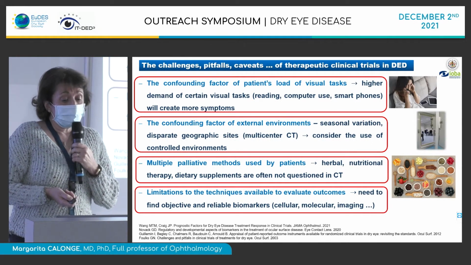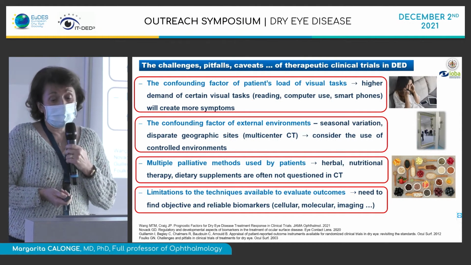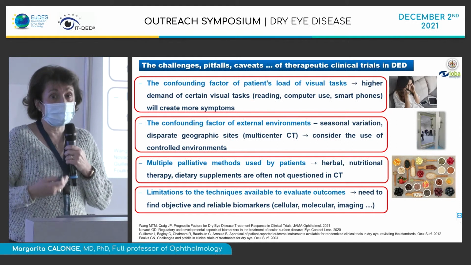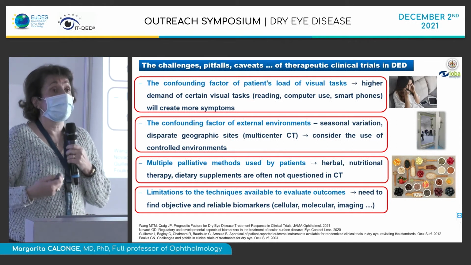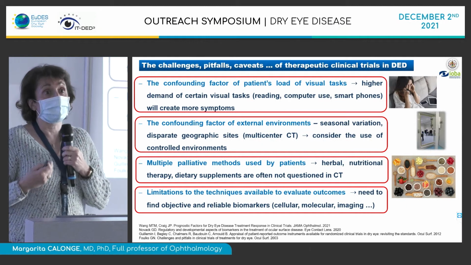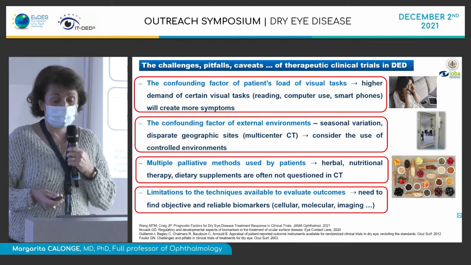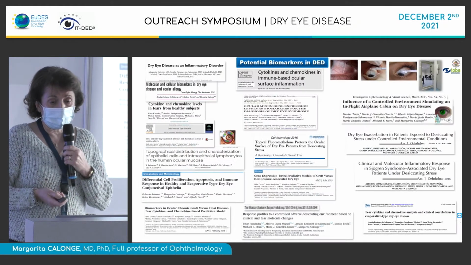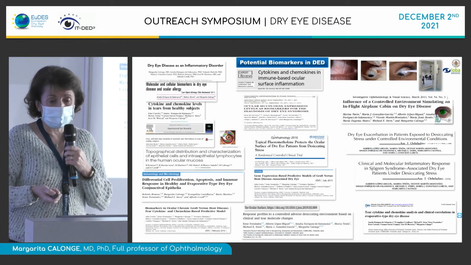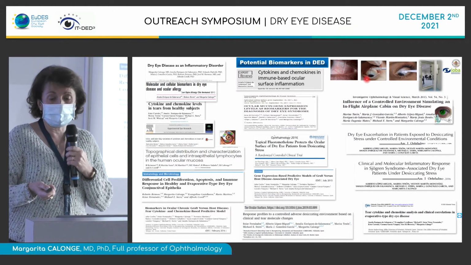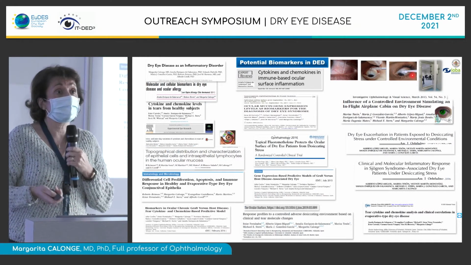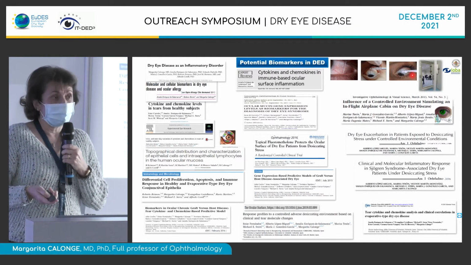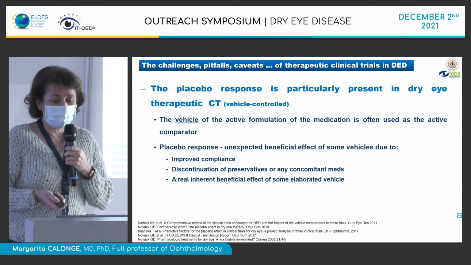There could also be limitations to the techniques available to evaluate our outcomes, and that's why we need to find an objective and reliable biomarker that really measures the mechanism of action of our drug, and Christoph alluded to that earlier. There are many groups working on biomarkers. We work, as you know, a lot on biomarkers in tears, in cells. Many other groups also work on these markers, in imaging techniques, and we are going to hear one of the young people speaking about that later.